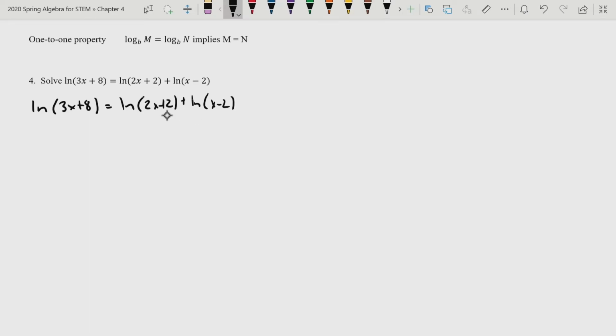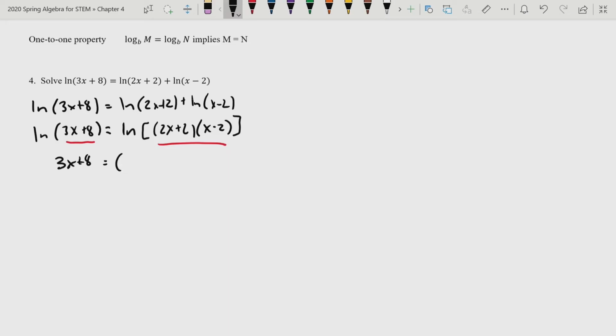So I can combine the right side into a single log using the product property. This is the natural log of 2x plus 2 times x minus 2. The left side is just the natural log of 3x plus 8. And if you have the natural log of something equals the natural log of something, because the natural log is one-to-one, or logs are all one-to-one, this has to equal this. So now I have 3x plus 8 is going to equal 2x plus 2 times x minus 2. And so this is a quadratic we can solve.